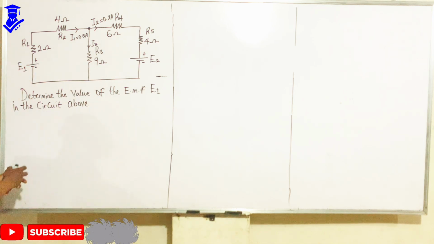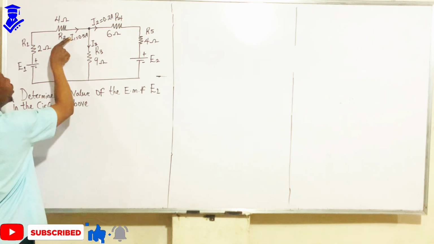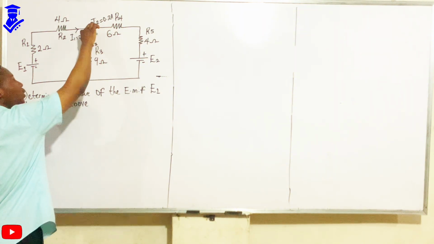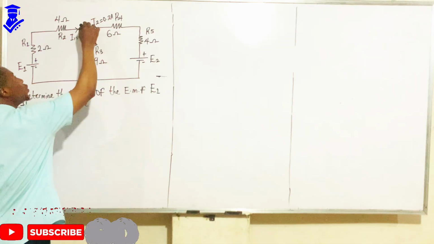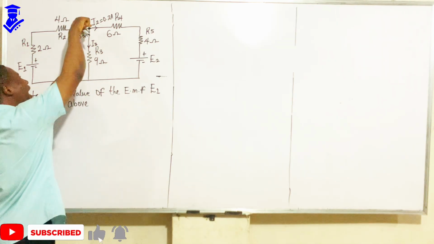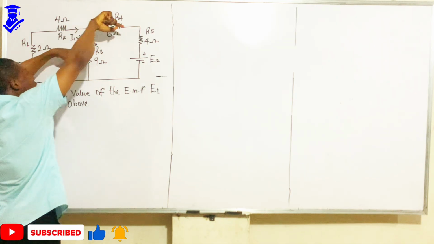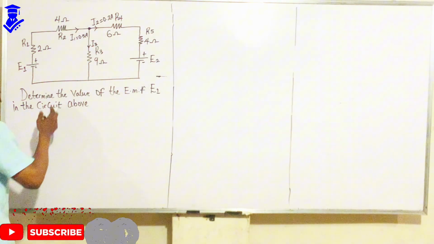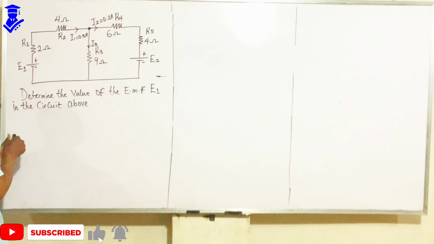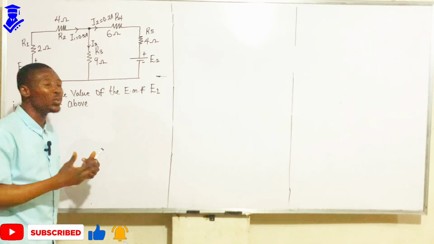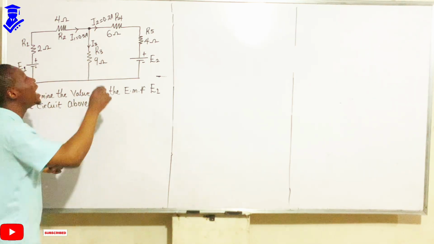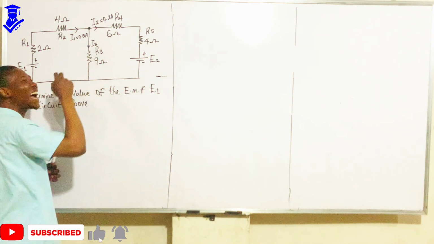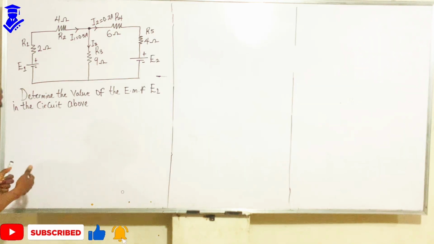Now, this is I1, the current flowing from here and entering this node. So I1 is entering, and you can see I2 and I3 leaving. We are asked to find E1, but before we can find E1, we have to find I3, because I3 is not given to us, but I1 and I2 are given. So we have to find I3.